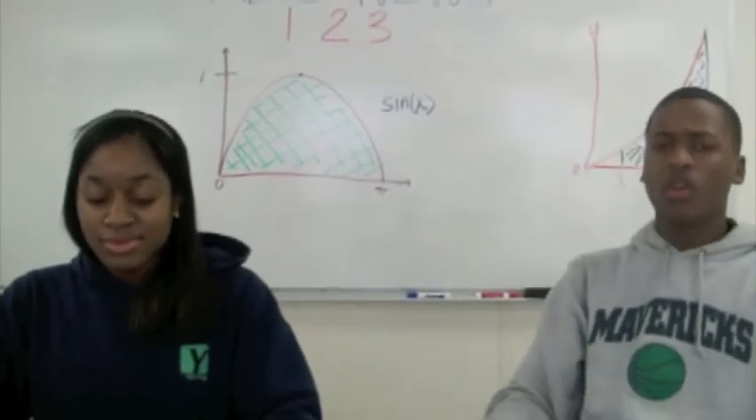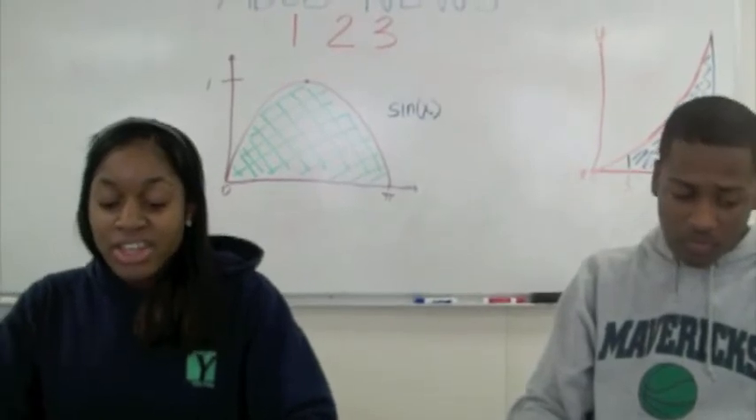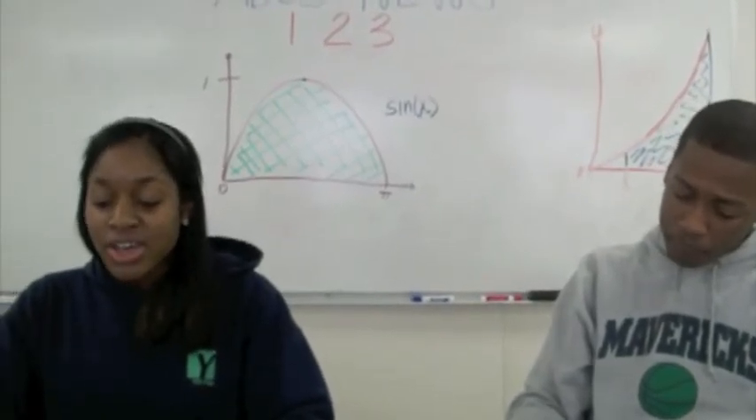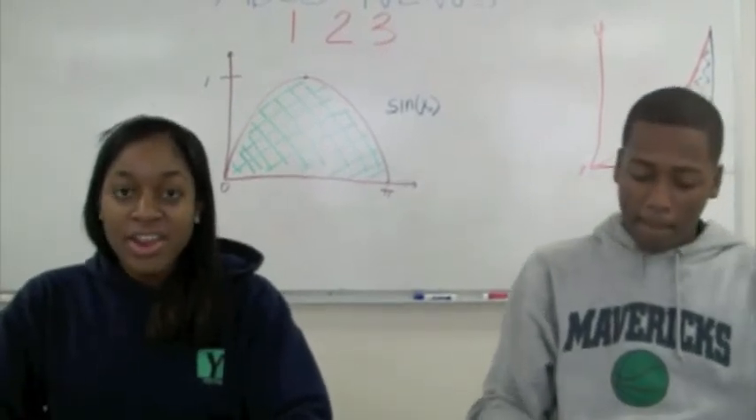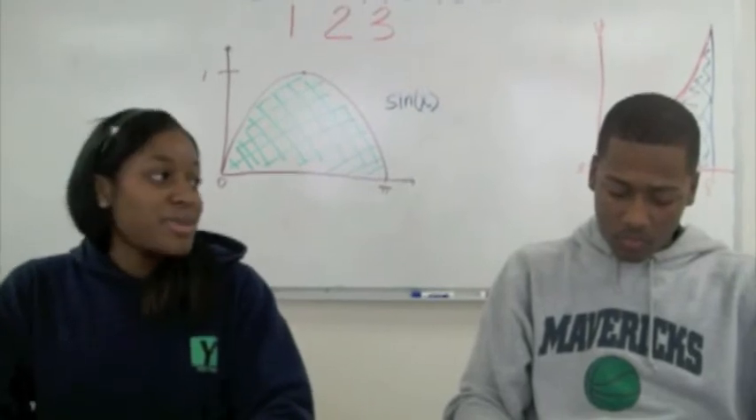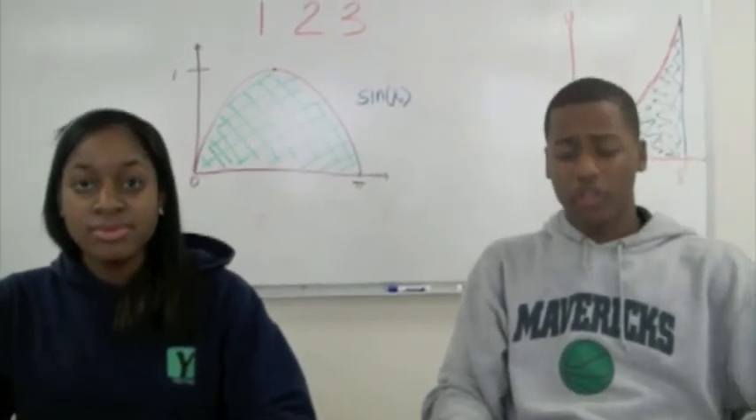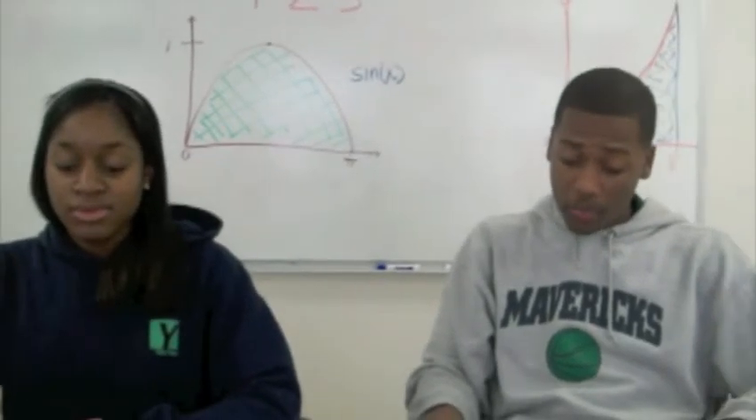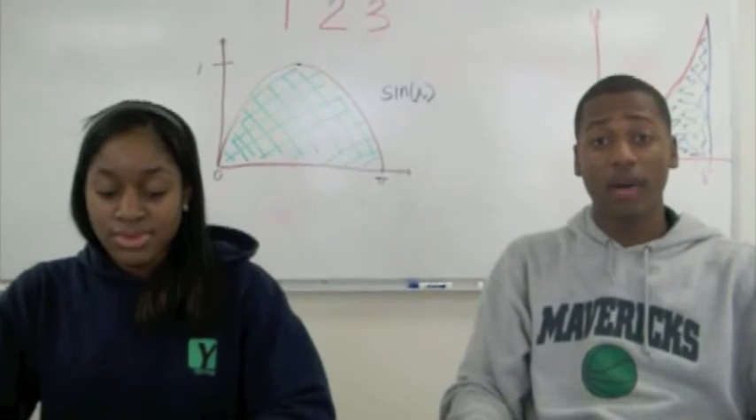Yes, indeed. What's next, Anchorwoman Crystal? Well, now that we have the area under the curve of sine of x, which is 2, we need to find the average value by dividing the area by the difference of the interval. What is the interval, Anchorman Jairus? The interval is 0 to pi, so the difference would be pi, and 2 over pi would be the average value of the function sine of x on the interval 0 to pi.